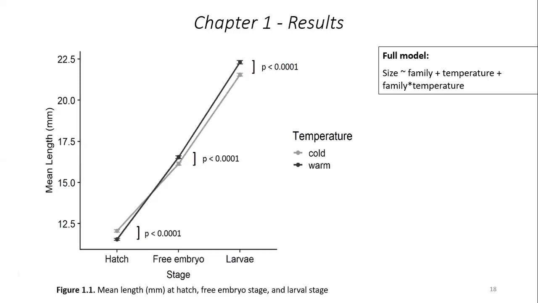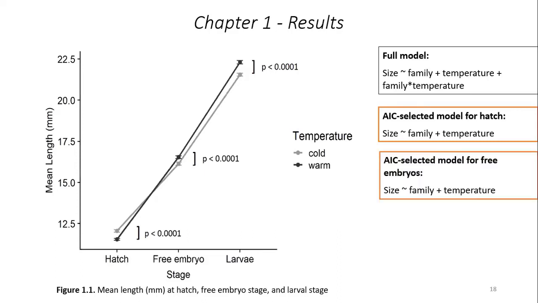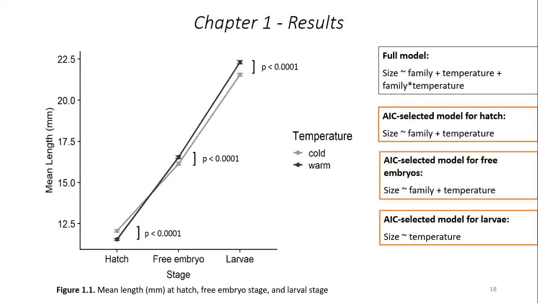So moving on to the results, here's the full model for size, and here's the AIC selected model for hatch, and for the free embryos, and for the larvae. So you can see that temperature is important in all of these AIC selected models. And then you can see the results of the ANOVA in the p-values on the figure, and temperature does have a significant effect on size at each of the 3 stages. At hatch, the individuals from the warm treatment are smaller, and then that's actually switched by the free embryo and the larval stage. So by the time they get to the larval stage, the individuals from the warm treatment are significantly larger than those from the cold treatment.